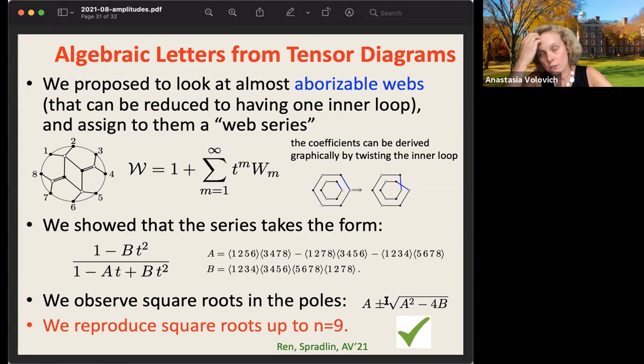So that's the procedure. We look at almost arborizable webs. Rational letters are all in arborizable, but here we look at almost arborizable webs, and from them we can get the square roots. We've done this, and most credit should really go to Li Cheng Ren, who hopefully is here. He's done a lot of very difficult work. He reproduced all the square roots through this procedure. The square roots for 8 points and 9 points have been reproduced. It's very hard work. So that's the second approach, with our tensor diagrams.